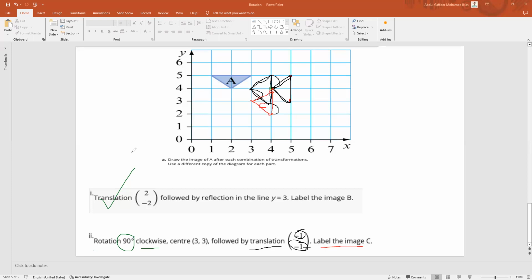I hope I have explained this question clearly, and you can use this method without using tracing paper. If you can use tracing paper, then it's fine. But if you can't find tracing paper in the examination, you can easily use this method. Thank you.